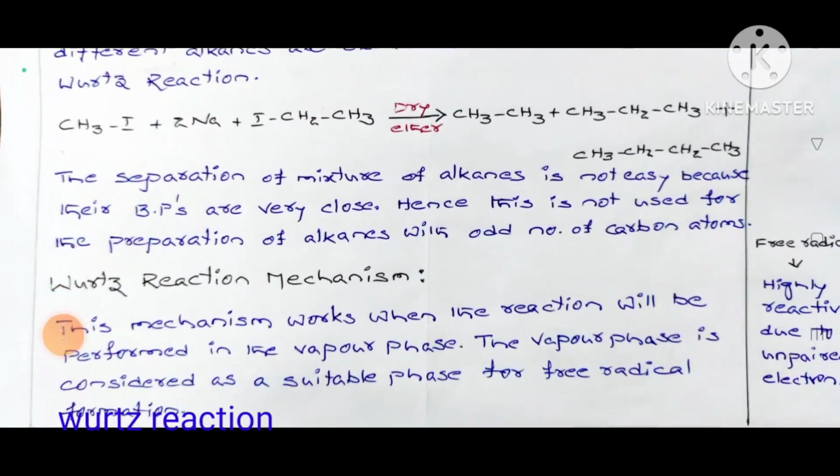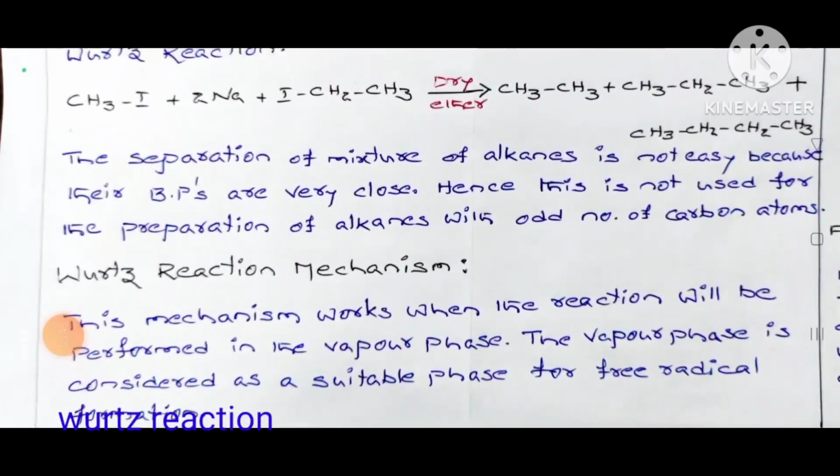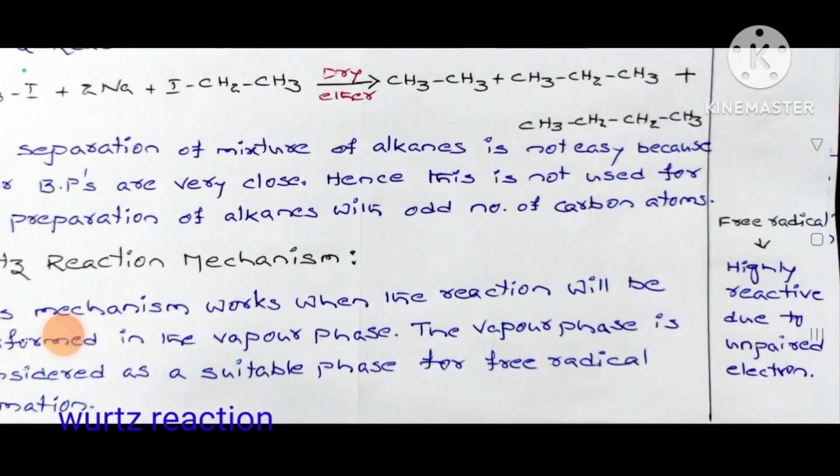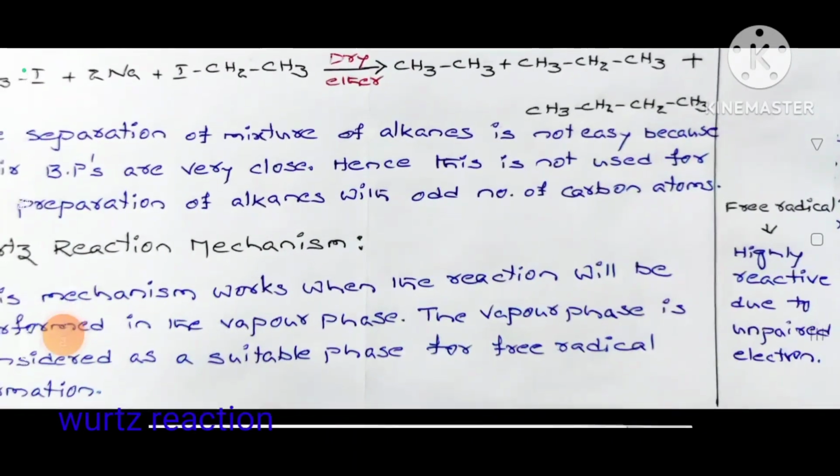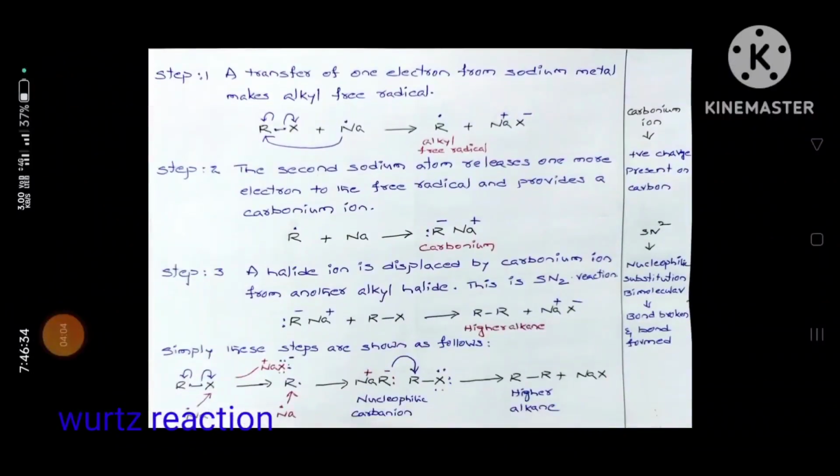Now we discuss the Wurtz reaction mechanism. Very important: this mechanism works when the reaction is performed in the vapor phase. The vapor phase is considered a suitable phase for free radical formation. What does free radical mean? Free radical means an unpaired electron species which is highly reactive.